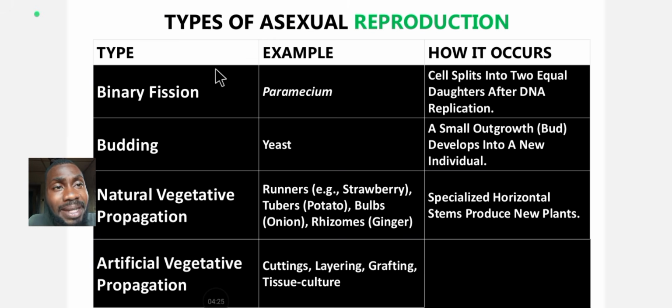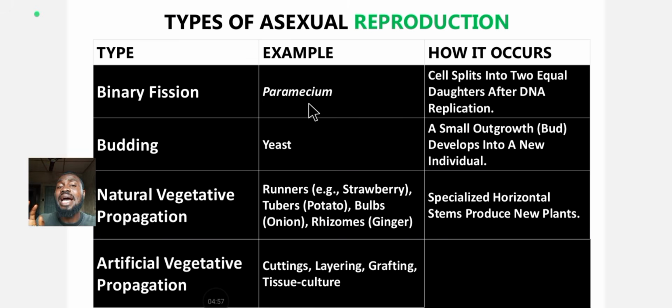Under binary fission, an example of binary fission we have is paramecium. Paramecium undergoes what? Binary fission. Not only paramecium, you also have amoeba. Amoeba undergoes what? Binary fission. And binary fission is a type of what? Asexual reproduction, not involving the fusion of what? Gametes. All right.